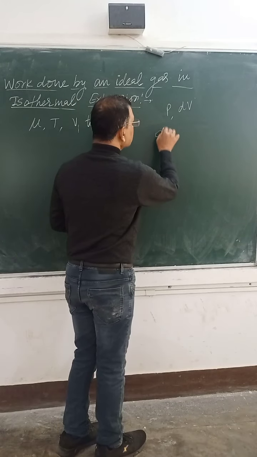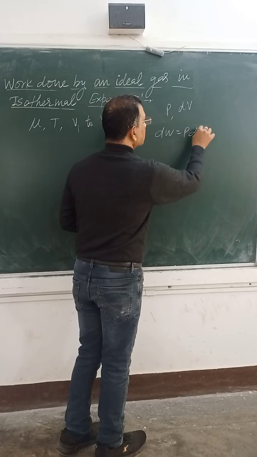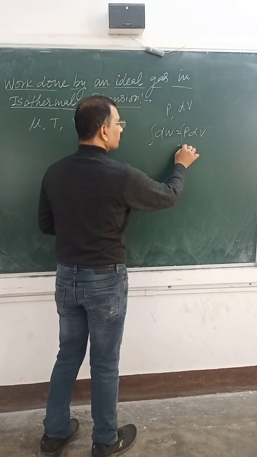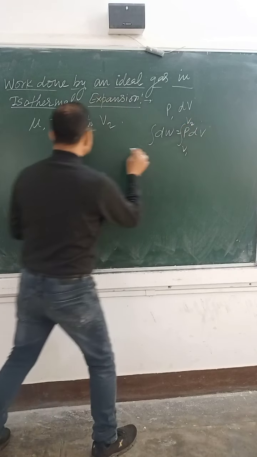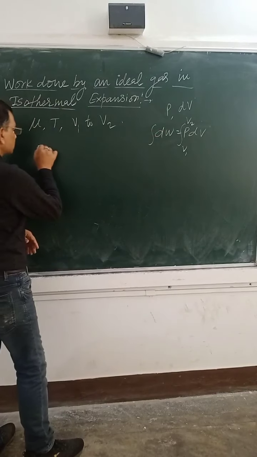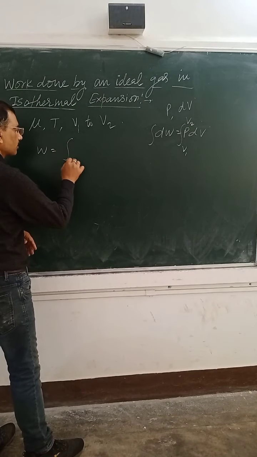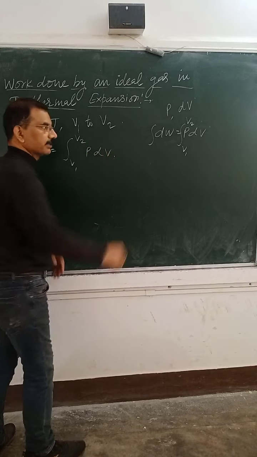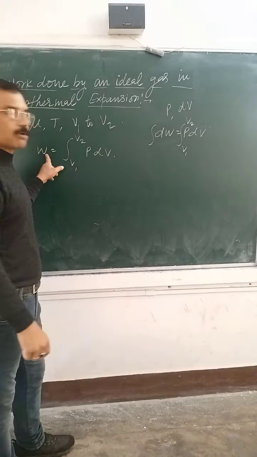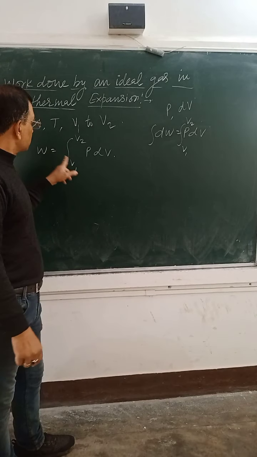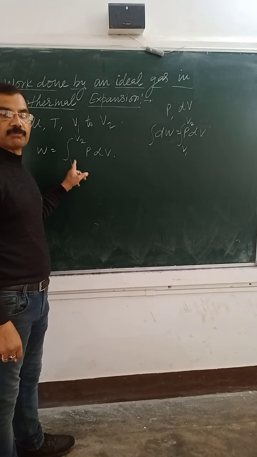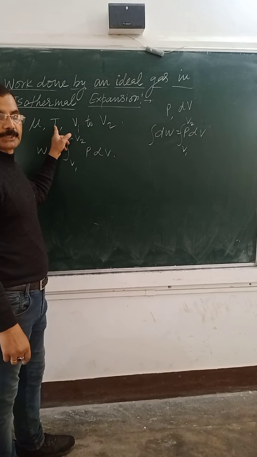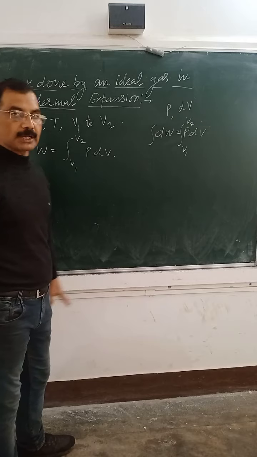Integrating both sides: dW is equal to P into dV. So when we integrate both sides within limits V1 to V2, the integration of dW is W, which is equal to the integral from V1 to V2 of P into dV. This is the total work done to increase the volume of this gas from V1 to V2 at constant absolute temperature T for how many moles? For mu mole of the gas.